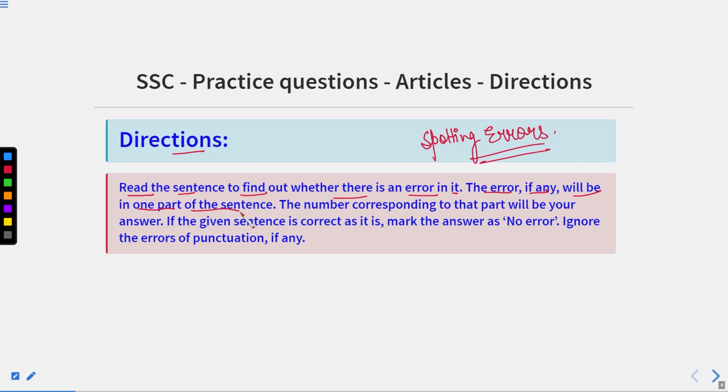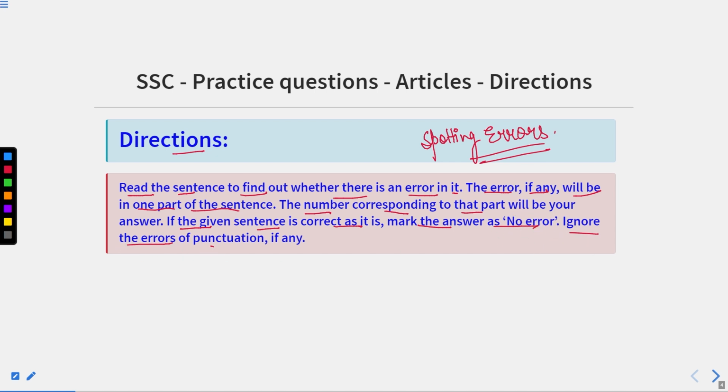It means the sentence is divided into several parts, but the error will be in one part of the sentence only. The number corresponding to that part, whichever number is written in that particular part, will be our answer. If the given sentence is correct as it is, it means if the entire sentence is absolutely correct and there is no error in any of the parts, then our answer will be no error. So we have to mark our answer as no error. This option will also be given in our question.